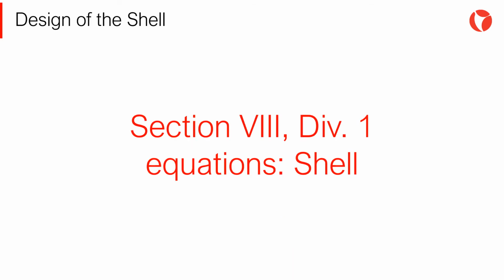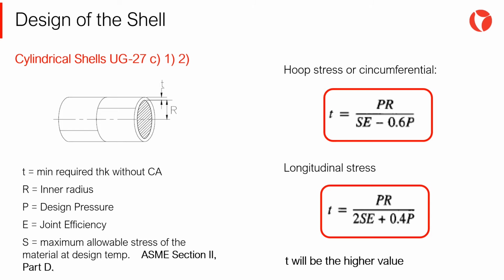With the aforementioned in mind, now we will review the equations proposed by the ASME code, section 8, division 1 for the shell. Due to the geometry of cylindrical shells, the required thickness for the shell will be the higher value of the hoop and longitudinal stresses verification. The required thickness is a function of the inner radius, the design pressure, the joint efficiency, and the maximum allowable stress of the material at design temperature.